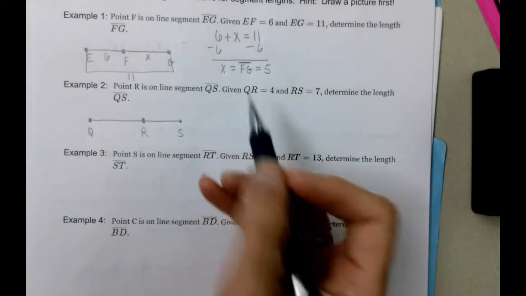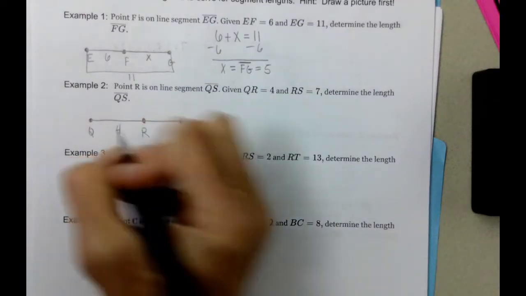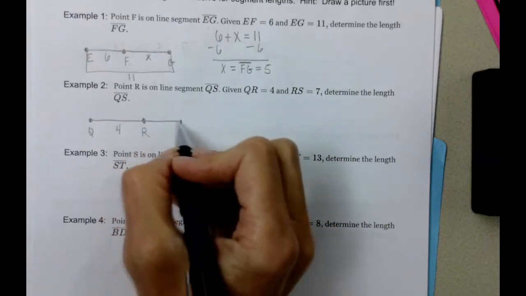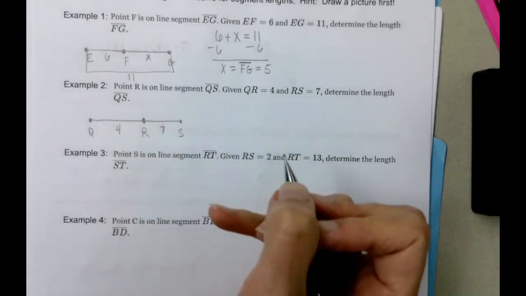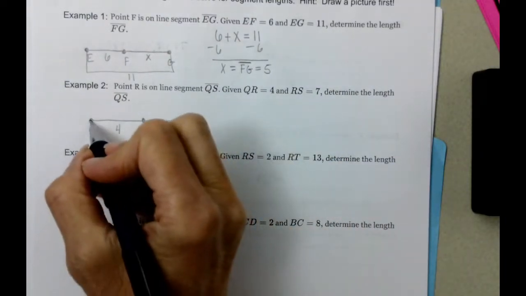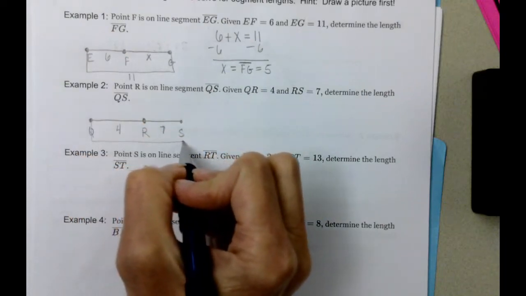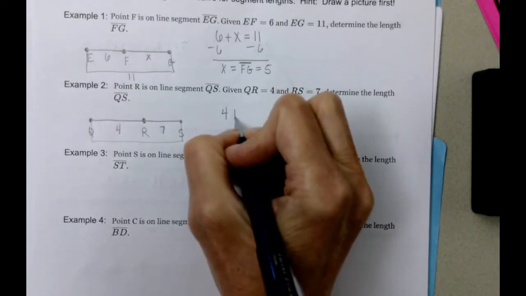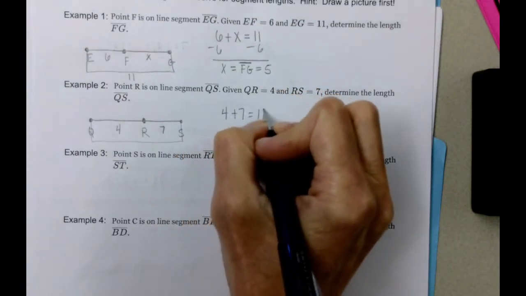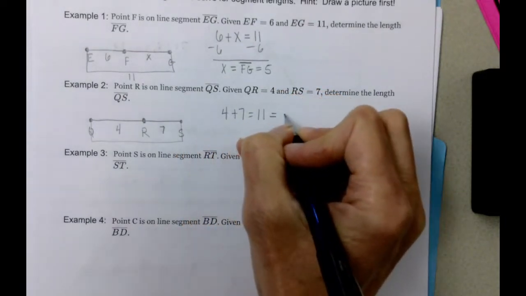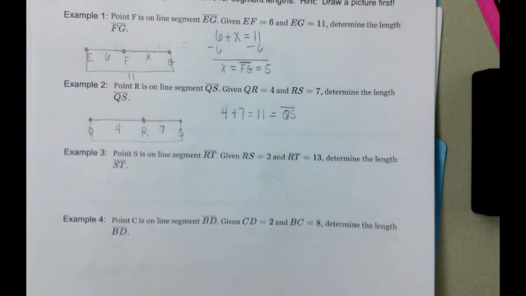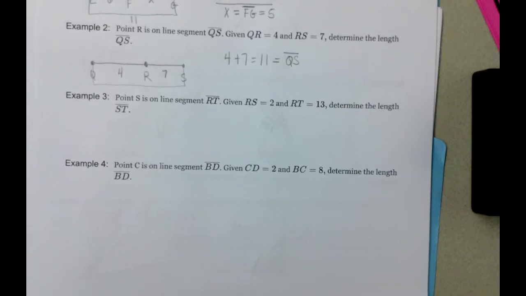It says given that QR is 4, so definitely my picture is not drawn to scale, because RS is 7, and what we want to find is the entire length of this segment. So all that we have to do is take the 4 plus the 7 equals 11, and that's going to be the length of our entire segment QS. Maybe I'll do better on example number 3, with our segment.